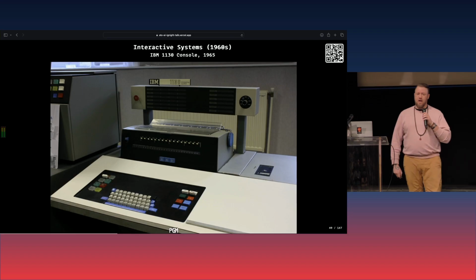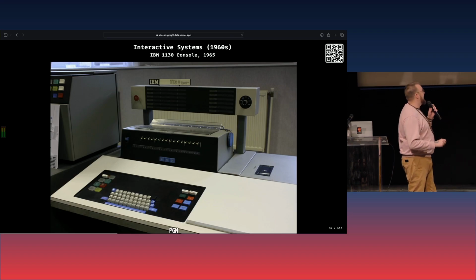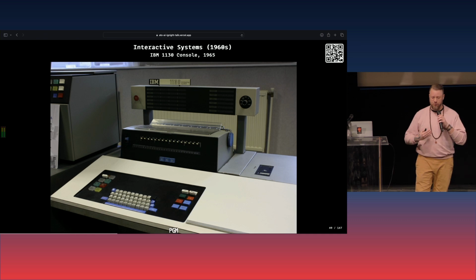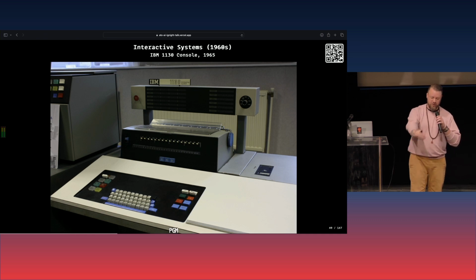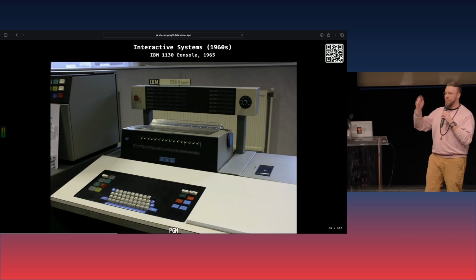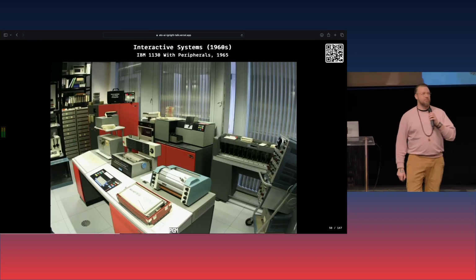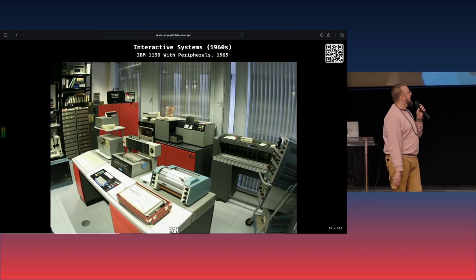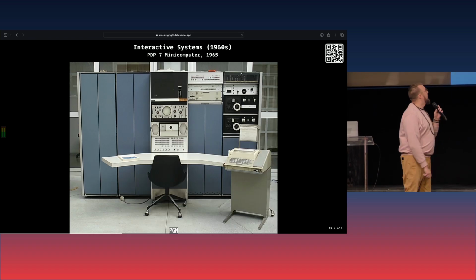The IBM 1130 console, this was sort of like an interactive development environment now. You actually, for the first time, got feedback from the computer. You weren't running things in batch. You could send an instruction, and you could get information back. 1965, this happened. That was like revolutionary at the time. Everything was done batch. You had to wait overnight for your code to run. This is kind of what an office environment looked like 1965, y'all.